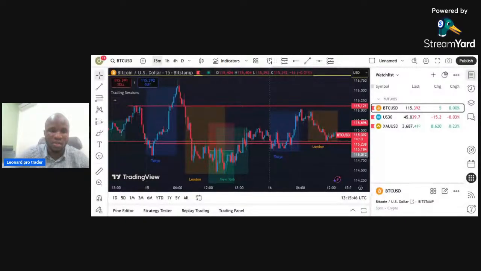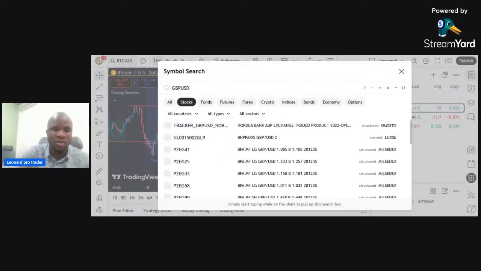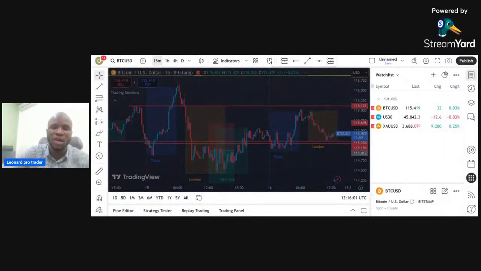So I'll share my screen and show you some pairs I'm currently looking at, and I'll give you my thoughts and do my analysis on those pairs. All right, so this is my chart. This is called TradingView. Let's go to a plain chart. We'll analyze three pairs: GBP USD, gold, and BTC USD.